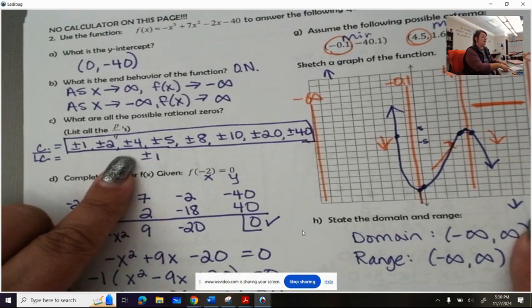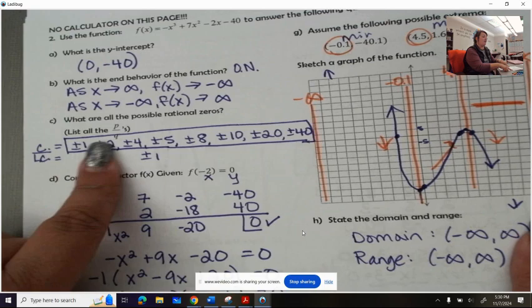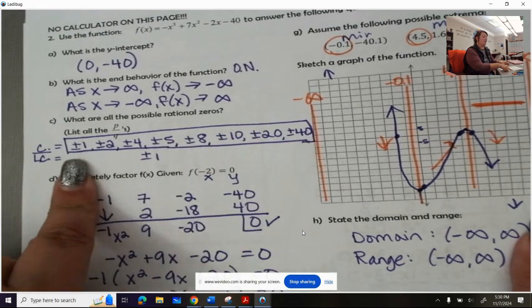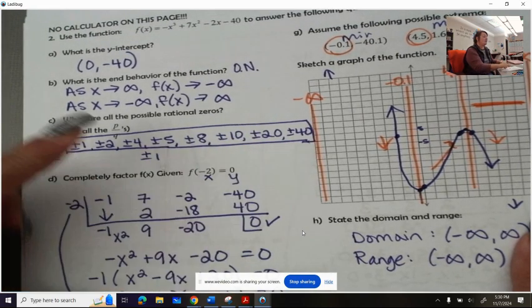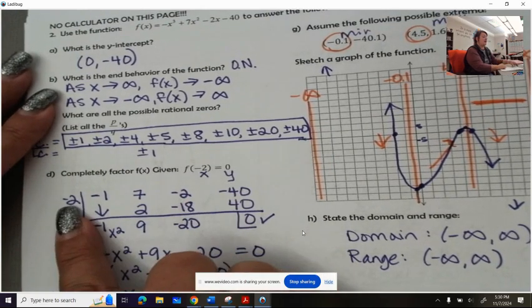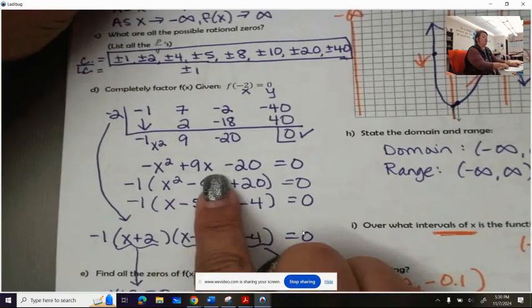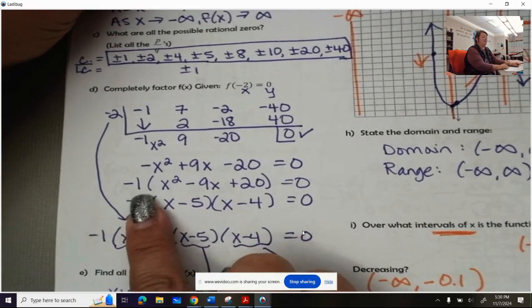Okay, what are all the possible zeros? They're all over 1, so I just didn't rewrite them. I just boxed in all of the constant because they're all over 1. Completely factor, so I'm given that the root is negative 2. So then I break it down, and I get negative x squared plus 9x minus 20. I took out the negative 1 so I could shortcut factor.